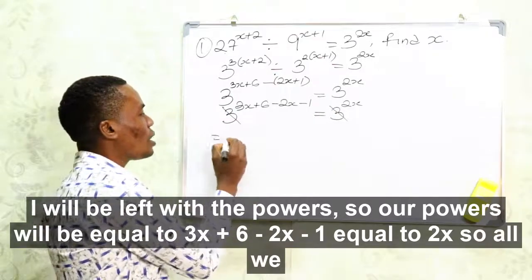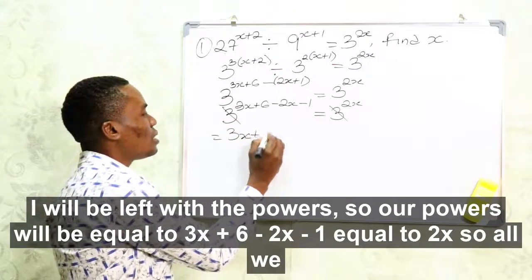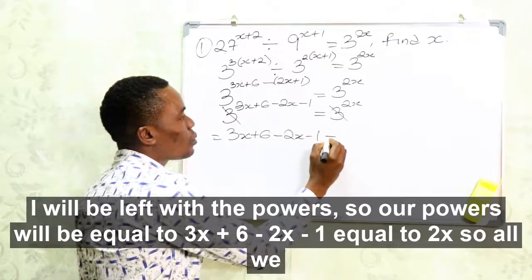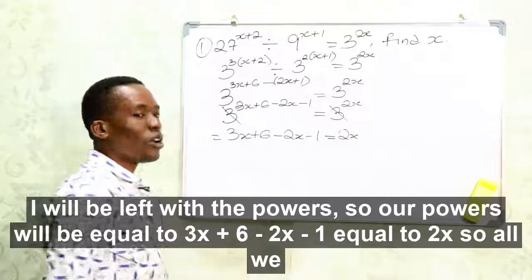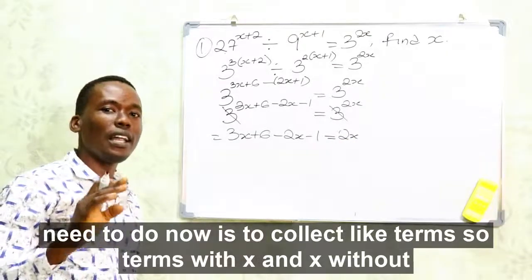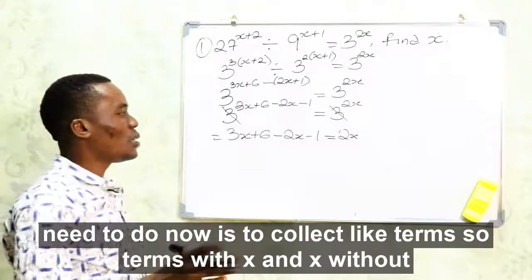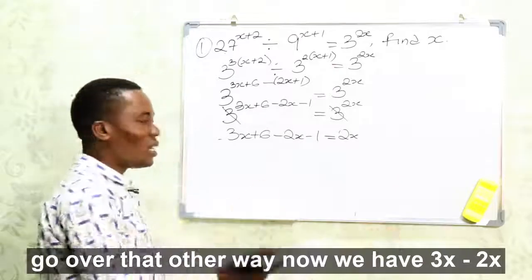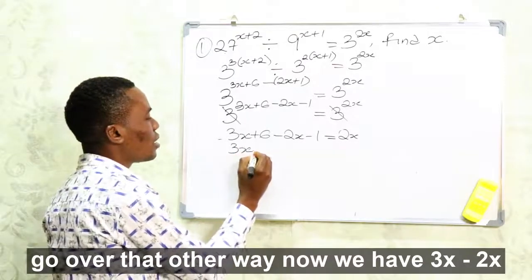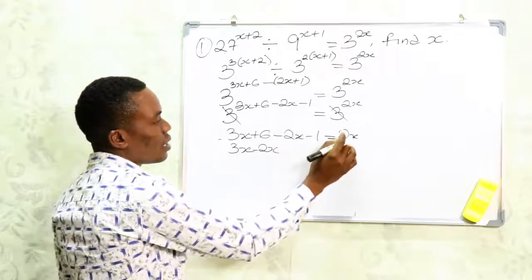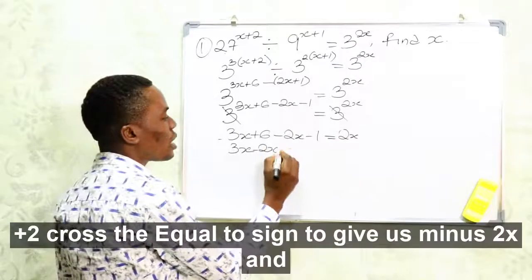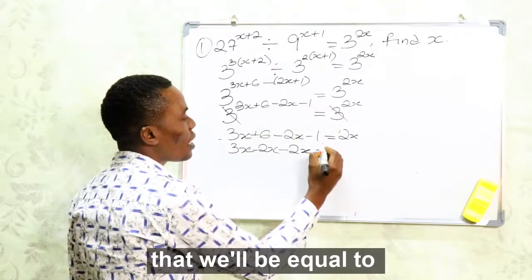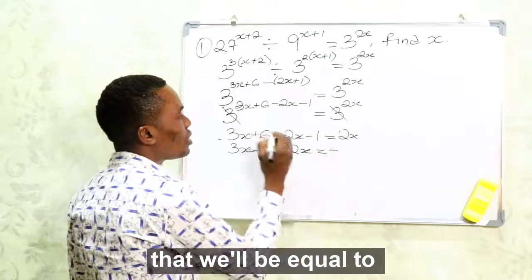So our powers now will be equal to 3x plus 6 minus 2x minus 1 equal to 2x. So all we need to do now is to collect like terms. Now, terms with x will come over this way, and terms without x will go over the other way. Now we have our 3x minus 2x plus 2x, cross the equal to sign to give us minus 2x, and that will be equal to, this goes over here to give you what? Minus 6.